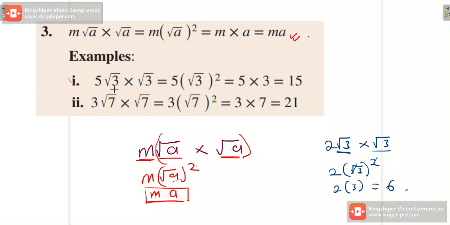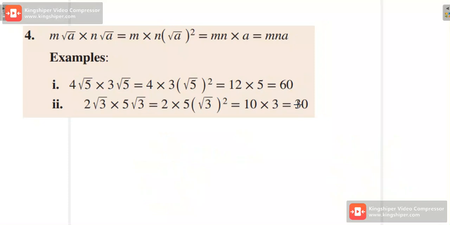So let's look at these examples. Root of 3 times root of 3 will give us root of 3 squared, and that will give us 3. Then we pick the constant here, 5, and multiply it by the 3. So that gives us 15. Another example, we have root of 7 times root of 7, that gives us root of 7 squared, and root of 7 squared is 7. Then you multiply it by this 3 here, and that is 21.